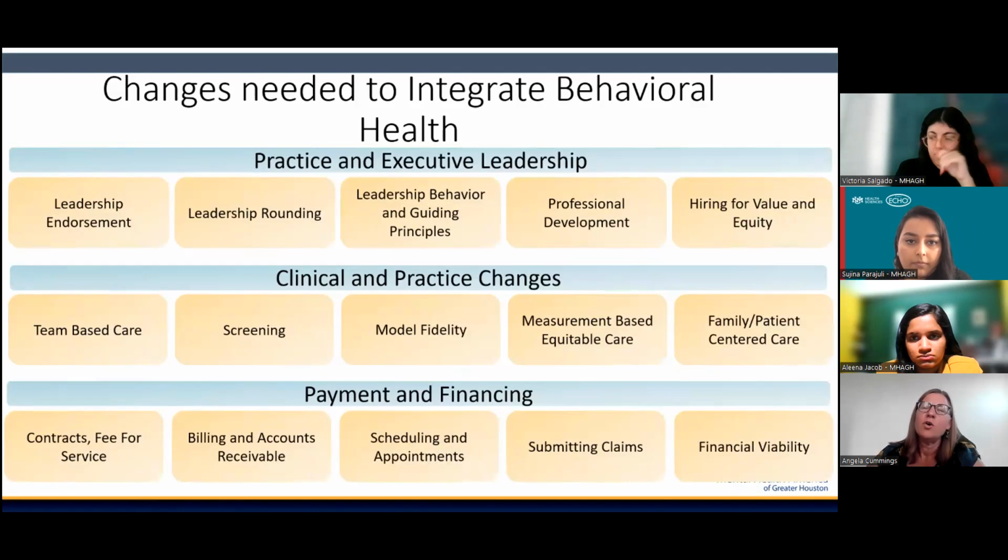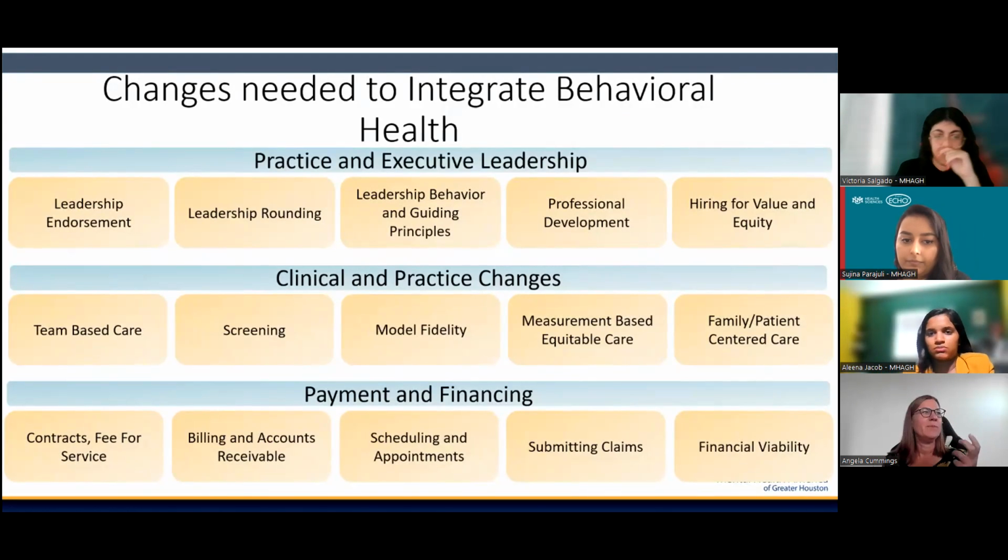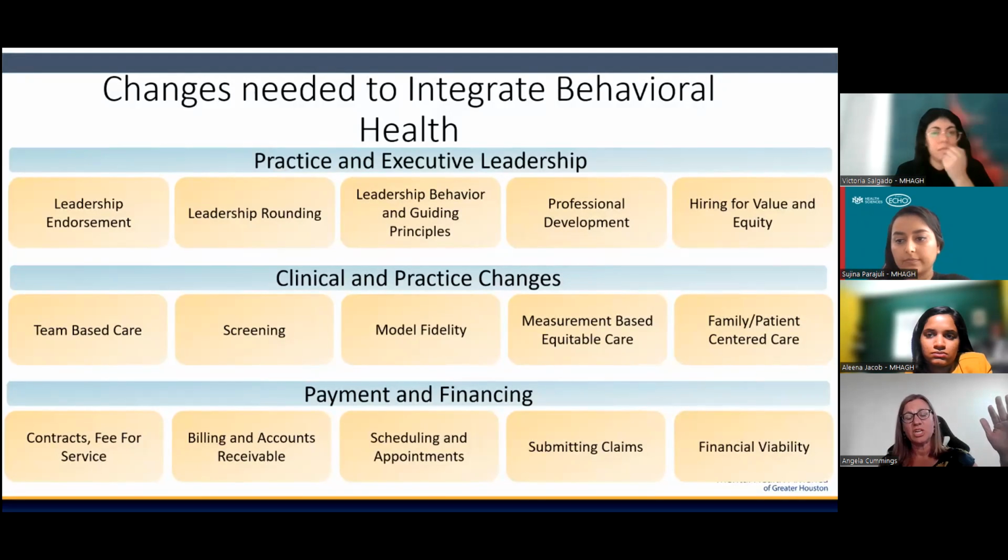So, since some people already are doing integrated behavioral health and working on tweaking things, and some people here are trying to get started, I just wanted to point out that unless you are forming a new clinic, starting from scratch, doing integrated behavioral health is likely going to involve some changes to your practice, right? You're going to need to make changes and adaptations at different levels, starting with the leadership. So there will be practice and executive leadership changes, leadership support that is needed to make this happen.